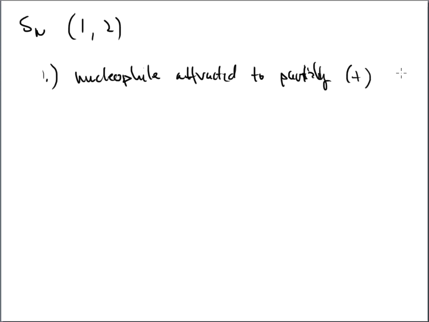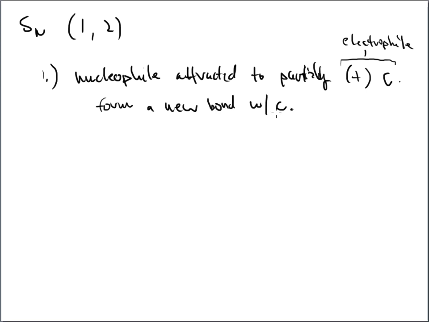positive carbon. We talked about that as well. This partially charged carbon, folks, keep in mind we called that an electrophile, right? Electrophile, electron loving. It's electron loving because it has a positive charge right now. So it's going to form a new bond with carbon while carbon releases the halogen.